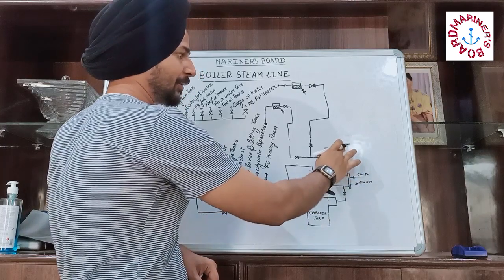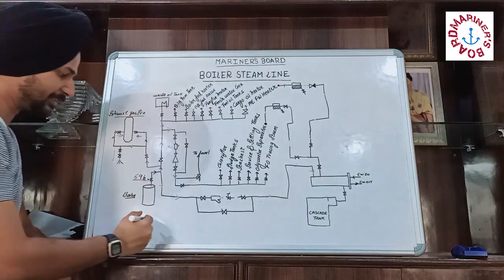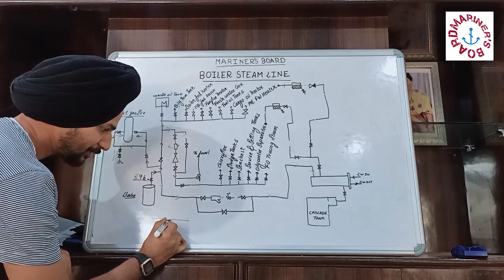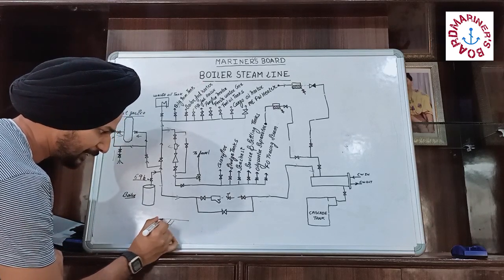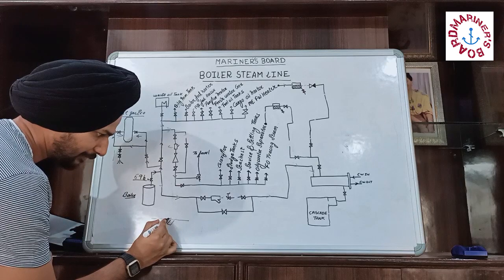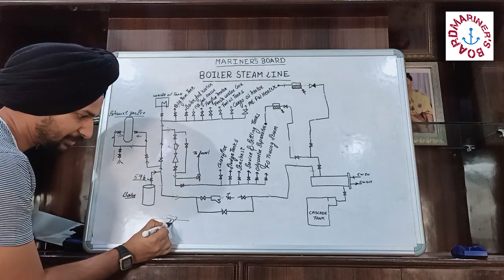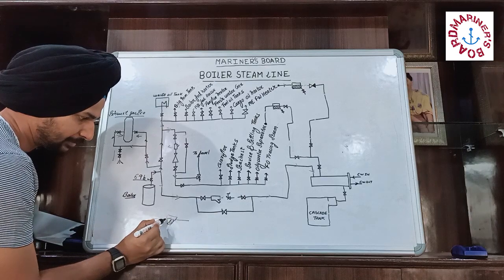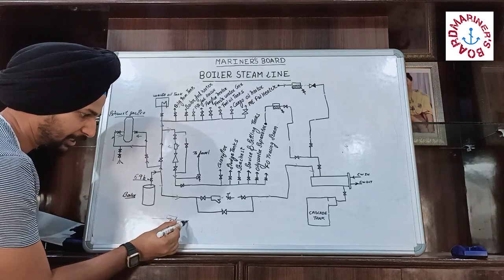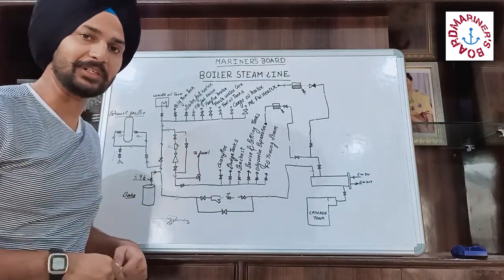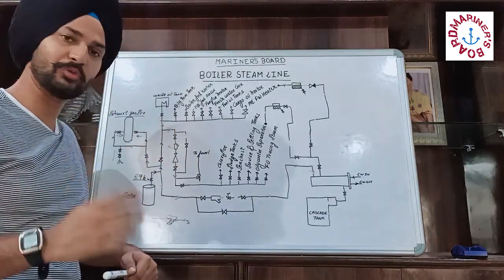So the Y strainer is like this. If the steam is coming out this way, we have the filter which is constructed in this manner. Here we have the filter. The steam is passing from here and going out. Okay, it is very simple, you can find it anywhere. Please Google it and you will know about the Y strainer.